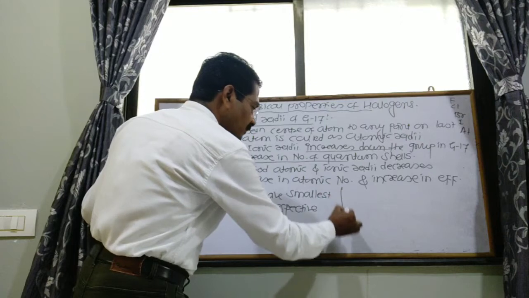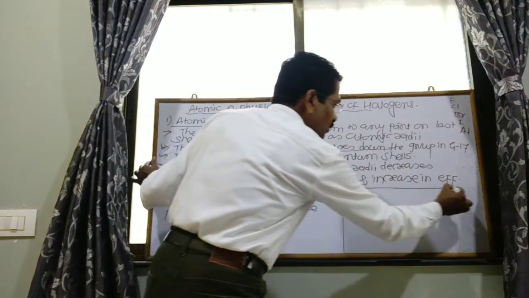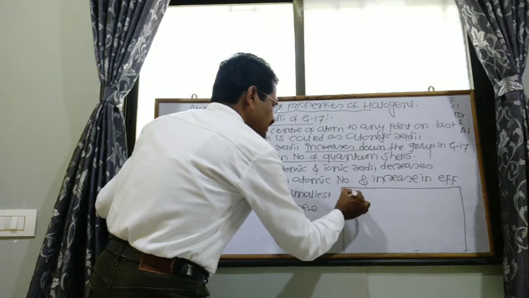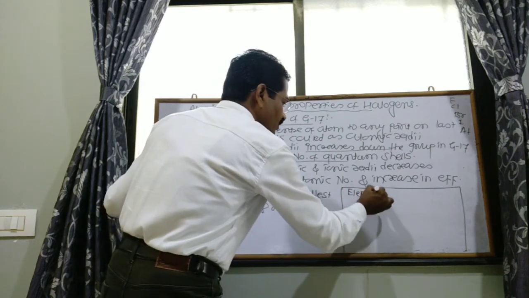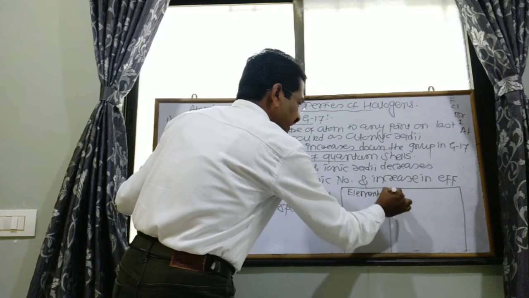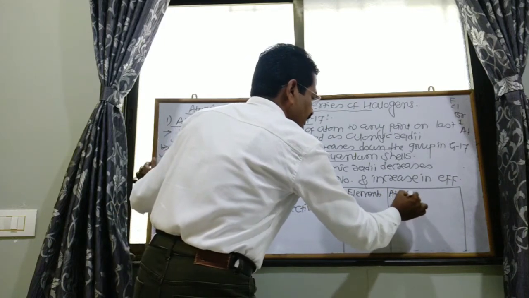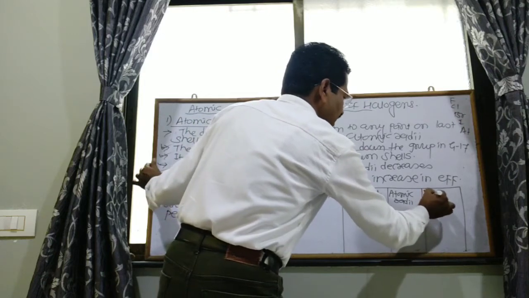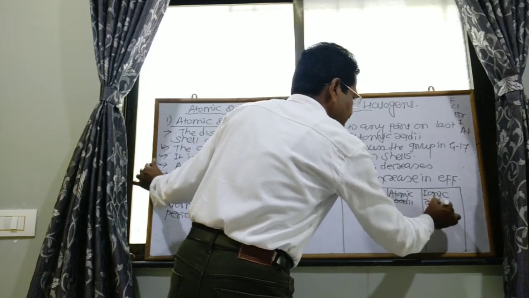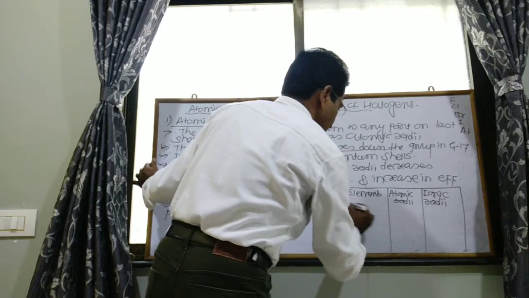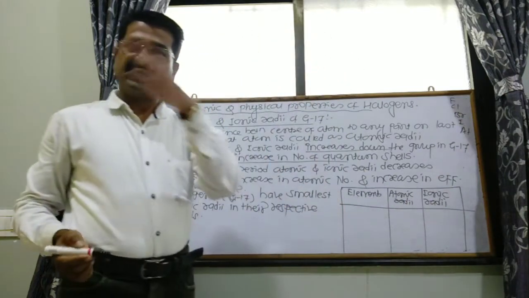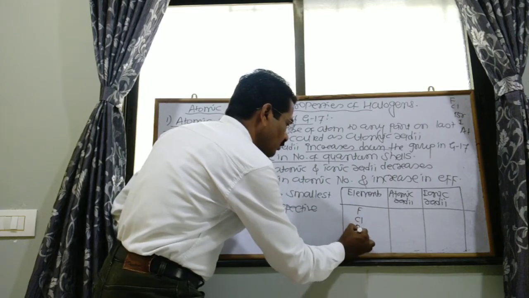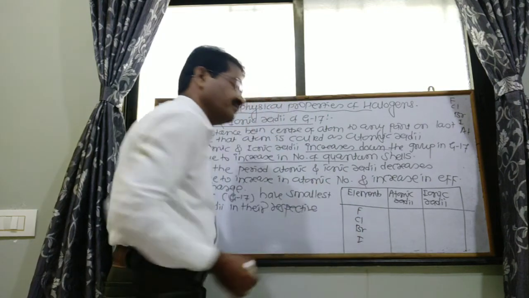Then this is a table for the atomic and ionic radii. Here the elements, then atomic radii, and the last column is the ionic radii. First, fluorine, chlorine, bromine, iodine.